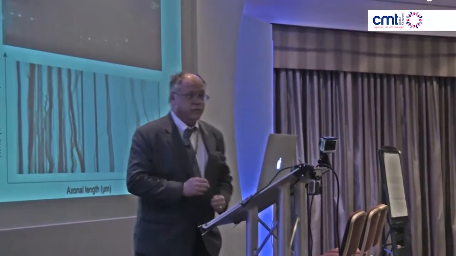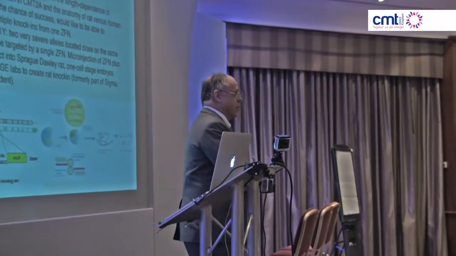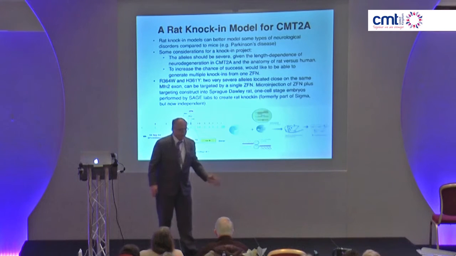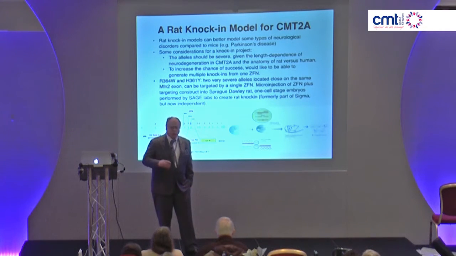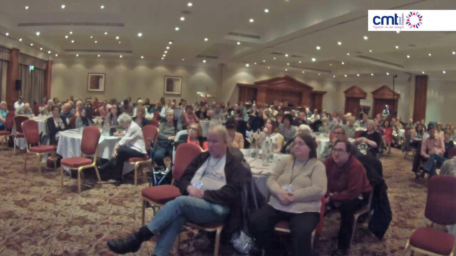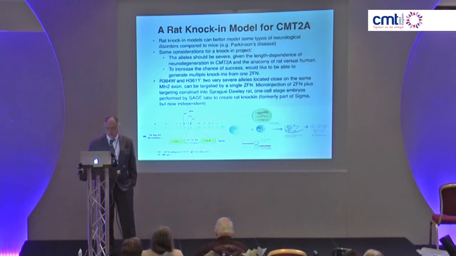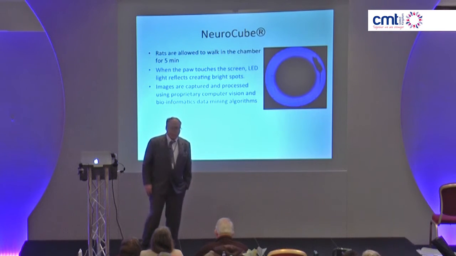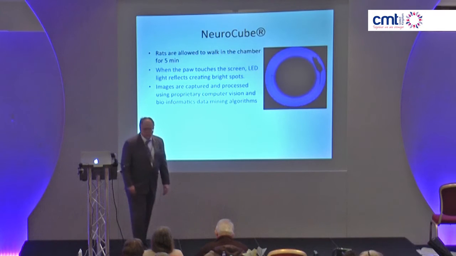So now we have patient-derived cell lines for CMT2A, and we also have a new animal model which actually works, and this hasn't even been published yet. There's been a lot of concern about the lack of an animal model for CMT2A. Using modern genetic engineering, a rat model was made instead of a mouse model. This rat model is now being evaluated at a place called Psychogenics in New York, and the NeuroCube is just one of the ways the animal is evaluated.